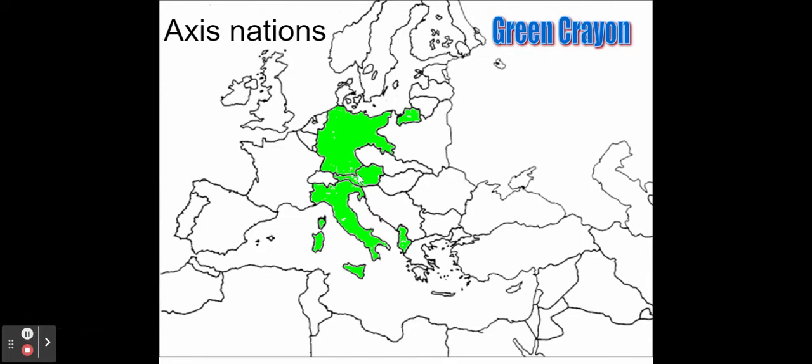So we got Germany, Austria, Italy, and Albania. And this is part of Germany too, right there. Okay, so those are your Axis nations. Right?